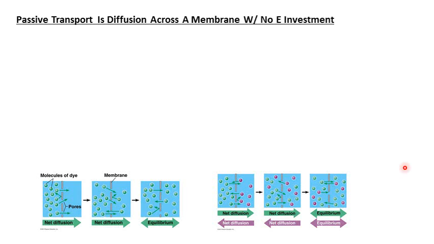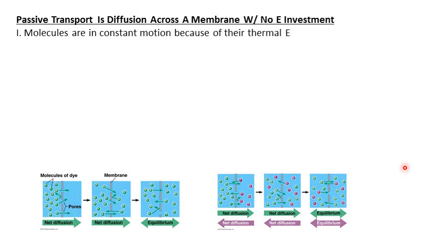Now, when material is being moved across a membrane and no energy is being invested, the term we apply to that is passive transport. One of the things we have to keep in mind is that molecules are in constant motion because they do have thermal energy. The only time a molecule is not going to have thermal energy is at absolute zero, which never occurs in nature. So molecules are in constant motion because of the thermal energy.